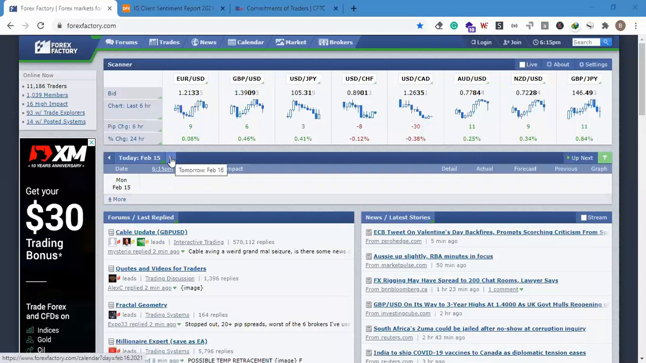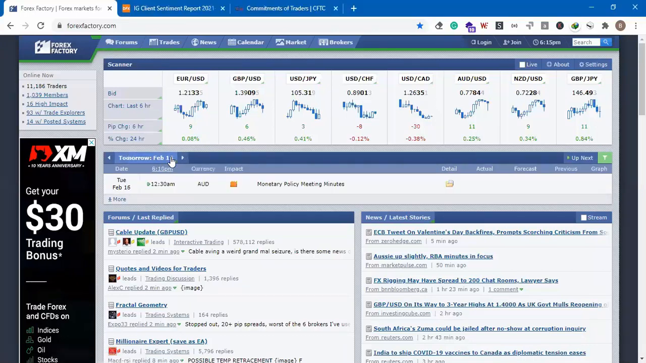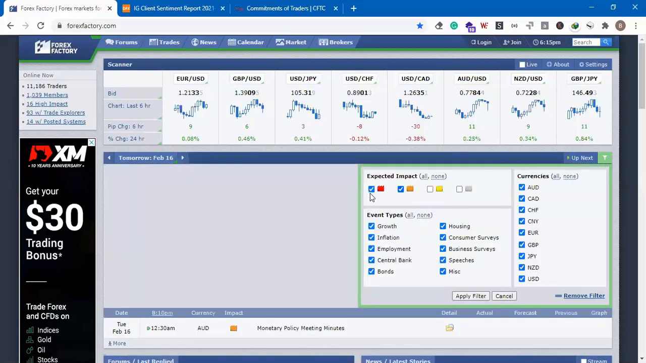But if I skip to, let's say, tomorrow, now I have set mine. There are some settings you can do so that you get only, if you come here, if you click on the filter, we have several categories. We have the high impact, medium impact, low impact, and this one is like there's not any impact at all. Now I have set mine to only get high impact and medium impact news.